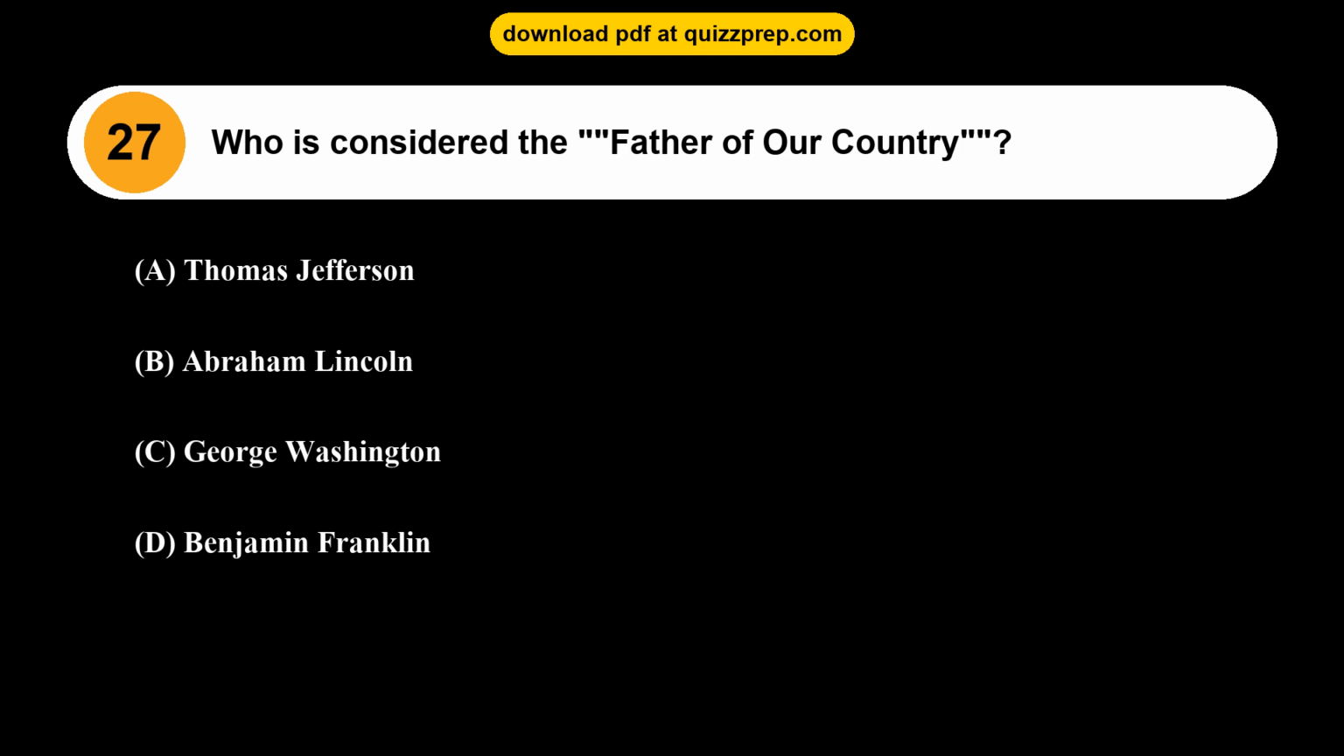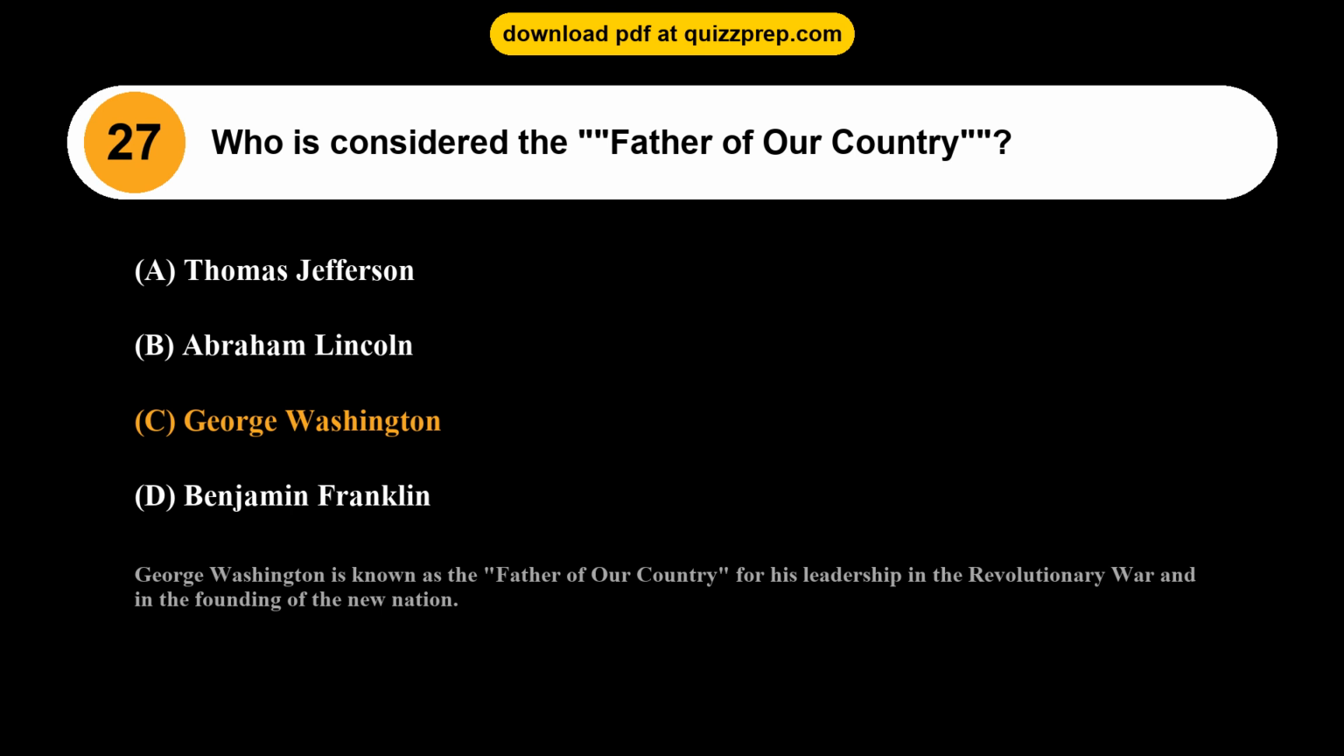Question 27. Who is considered the father of our country? Option A, Thomas Jefferson. Option B, Abraham Lincoln. Option C, George Washington. Option D, Benjamin Franklin. The correct answer is option C, George Washington. George Washington is known as the father of our country for his leadership in the Revolutionary War and in the founding of the new nation.